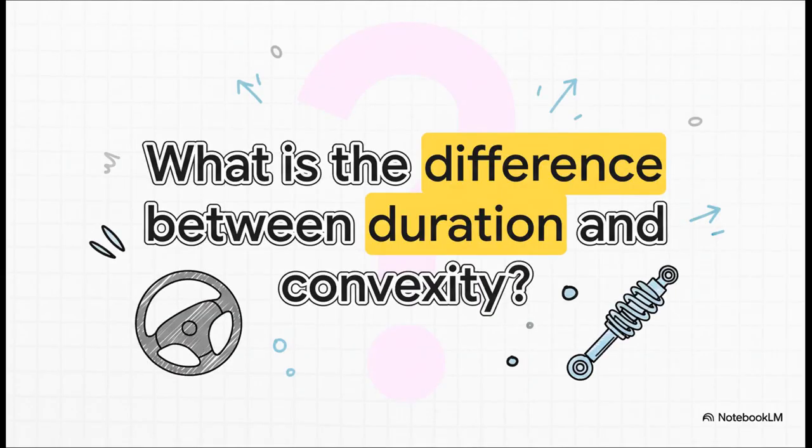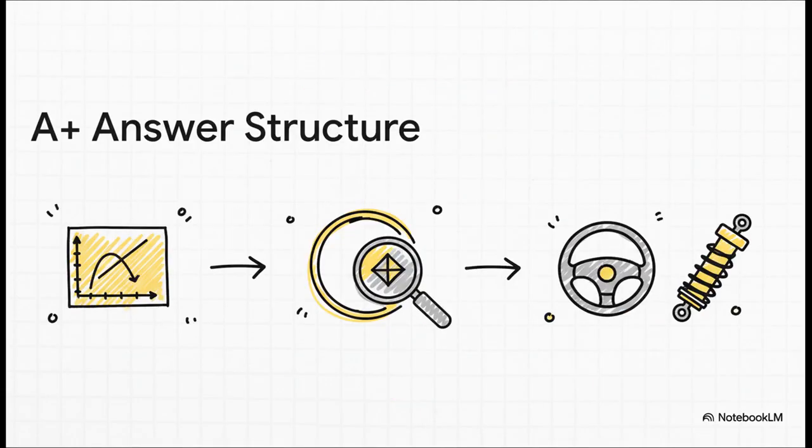Okay, time for the hot seat. Let's run through some questions you are almost guaranteed to get. First up, the big one, the absolute classic. Here is your A+ answer structure. You're going to hit 3 points. First, the definition. Tell them duration is the first derivative, a linear measure, while convexity is the second derivative, measuring curvature. Second, their function. Duration gives the initial risk estimate, and convexity refines that estimate, making it more accurate. And third, lock it in with the analogy. Duration tells you how much the price moves, convexity tells you how much that sensitivity itself changes as rates move.